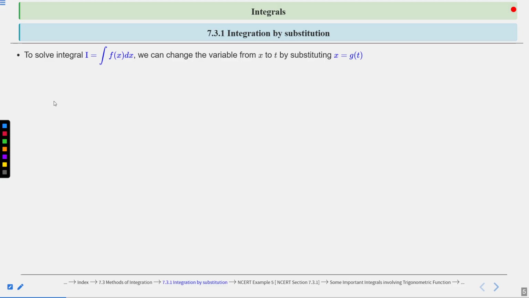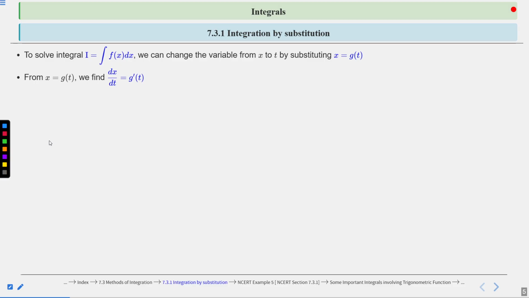Now to solve the integral I equal to integration of f(x) dx, we can change the variable x to t by substituting x equal to g(t), right? So x will be equal to g(t). Clear?